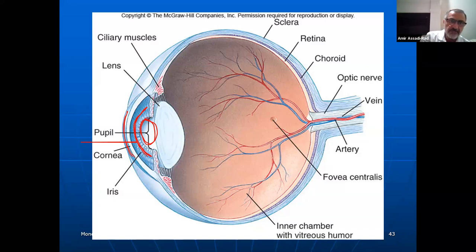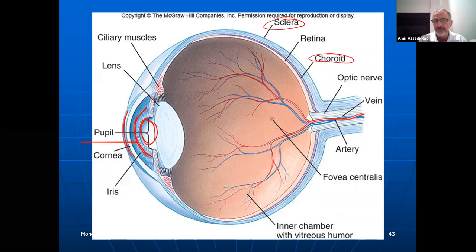And then behind the pupil is the lens, and the lens is attached to ciliary muscles, which can change the lens for far vision and nearsightedness. And then behind the lens, there is a huge chamber of fluid. It's called the vitreous humor. The white portion of your eye is the sclera. It's a very tough connective tissue, very hard to cut into. Underneath the sclera is the choroid, which is full of blood vessels.